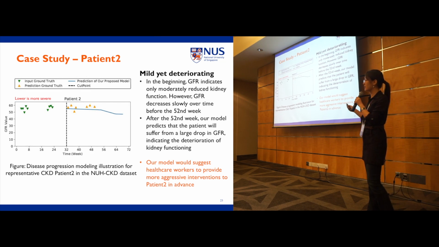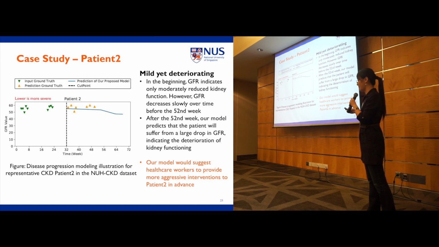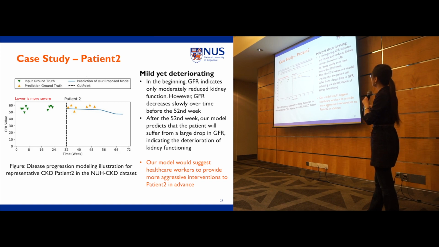So now let's look at the second patient. This patient is in mild yet deteriorating progression. Because in the beginning we found that this patient's GFR value only indicates moderately reduced kidney function. However, his GFR value decreases slowly before the 52nd week, and our model predicts that this deterioration will continue and the patient will have a large drop in his GFR value. So our model will suggest healthcare workers provide more aggressive interventions to this patient.